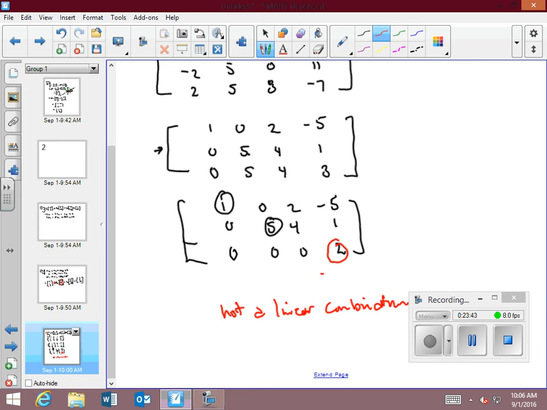Nice thing about all this stuff, it's all going back to what we did in the first one, where we're doing augmented matrices and looking for solutions. We would say this is an inconsistent set of equations, right?